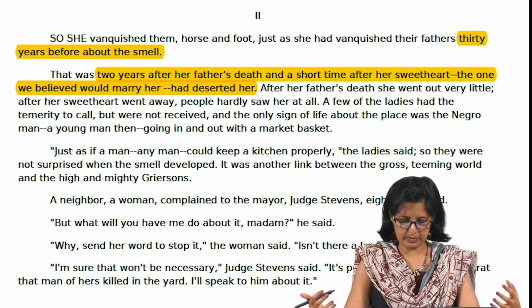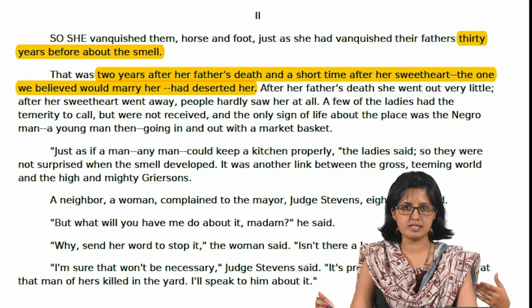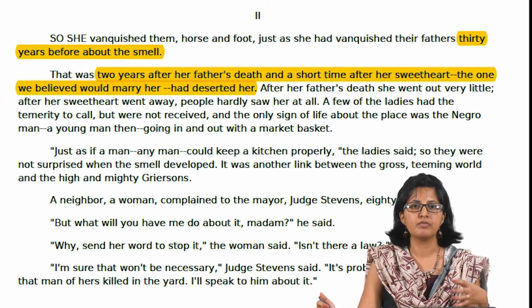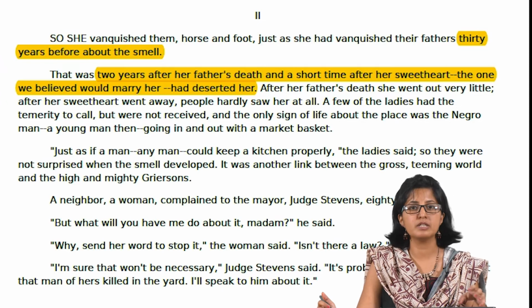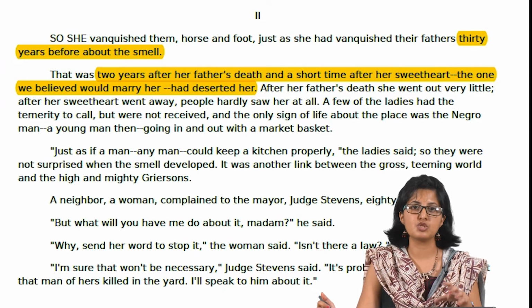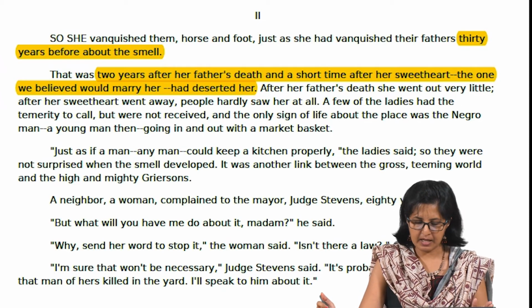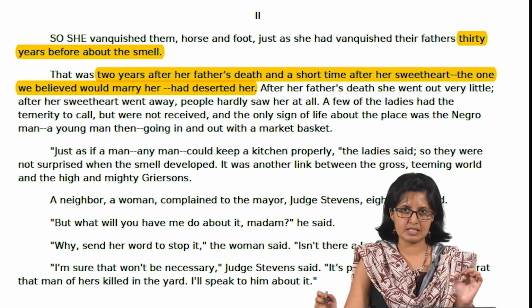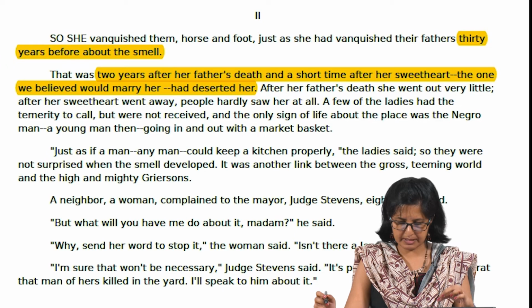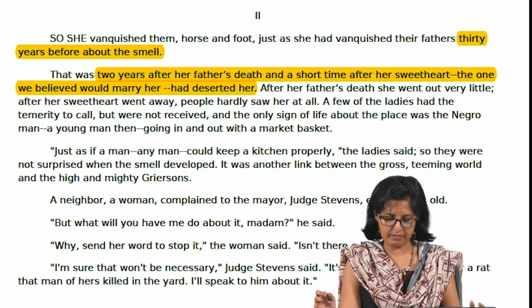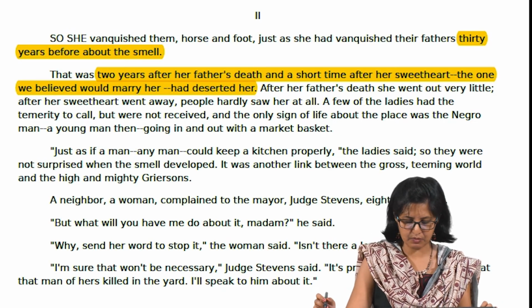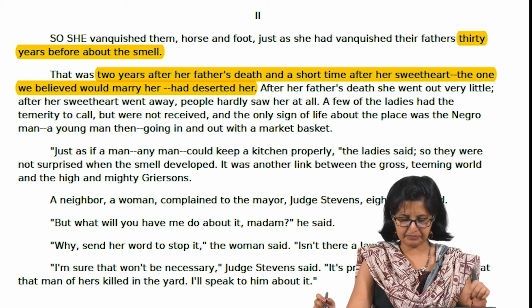I will try not to include any spoilers in this. I would encourage you to read the story on your own and figure out what exactly the smell was about and what role this smell played in this story. And we do get a lot of these indicators about the timeline. The second segment begins to talk about 30 years before the smell and 2 years after her father's death, and a short time after her sweetheart, the one we believed would marry her, had deserted her.